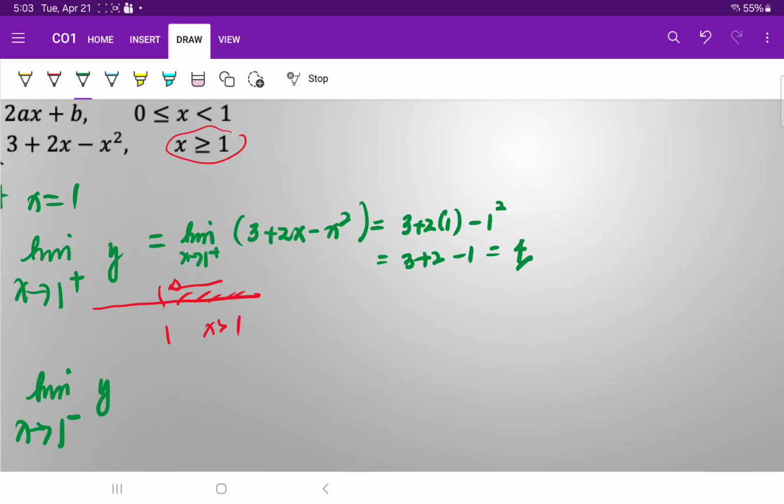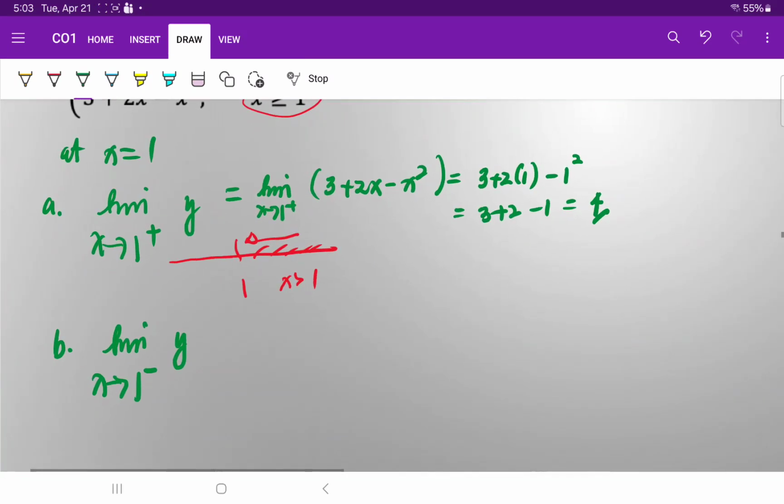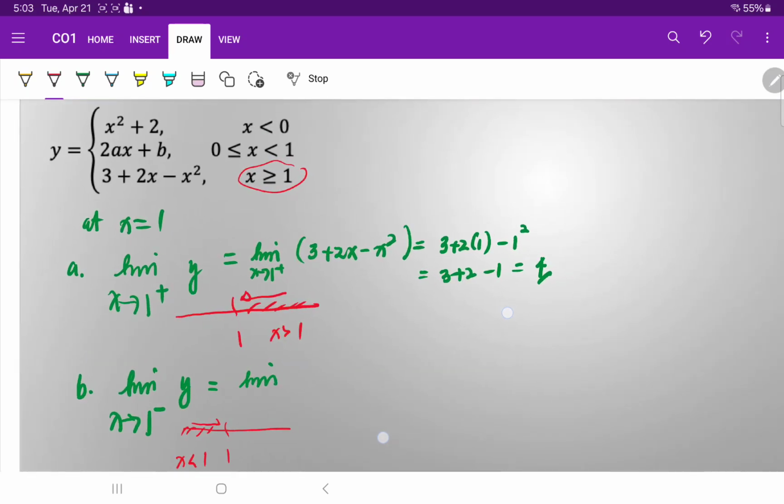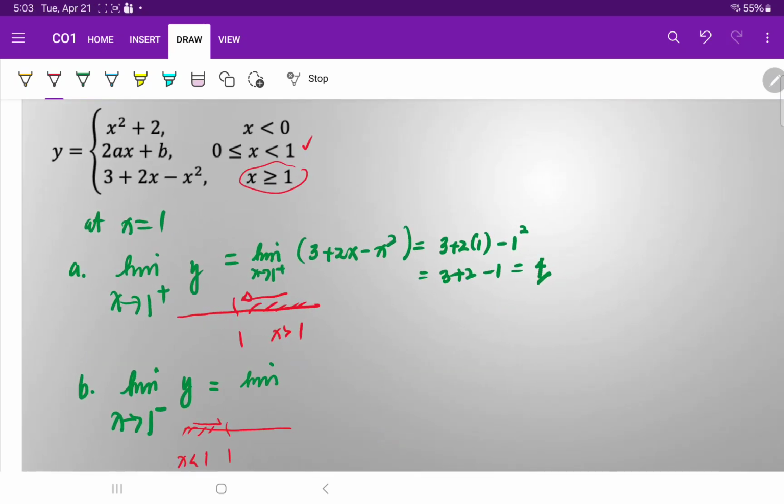Okay, next we have the limit of the function coming from the right of 1. This time we want to find the limit of the function as x approaches 1 coming from the left. So if you come from the left of 1, it's this region here, and this is less than 1. So which of these is less than 1? It's this one here, which is 2ax plus b. So we substitute 2ax plus b for y as x approaches 1 coming from the left. And then we substitute 1 for x.